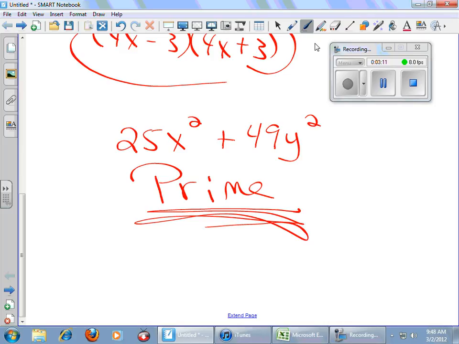All right, I've only said that about 10 billion minus 3 times. Okay, now 25x squared is a perfect square. 49y squared is a perfect square. But there's no subtraction. There is no subtraction. All right, it's all addition. We do not have a pattern called the sum of perfect squares. So that one is prime.